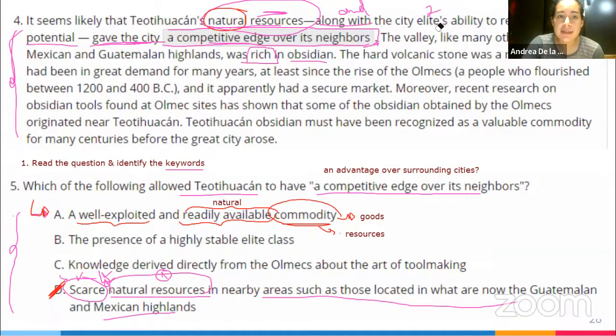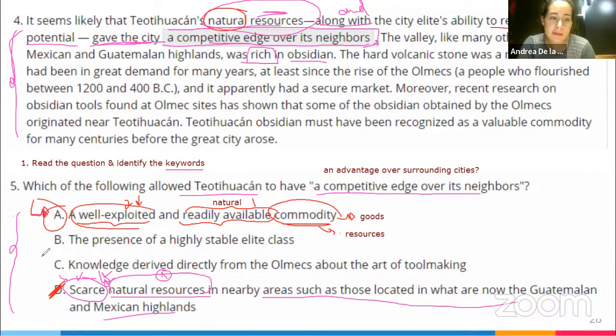That goes with the second part of our answer, right? Because they say the natural resources, which is the readily available commodity, and the city elite's ability to recognize their potential. It isn't enough that you just have the obsidian, you have to be able to exploit the resources you have. So this was the first element, natural resources, together with the ability to exploit them or recognize their potential. So option A would be the correct one.